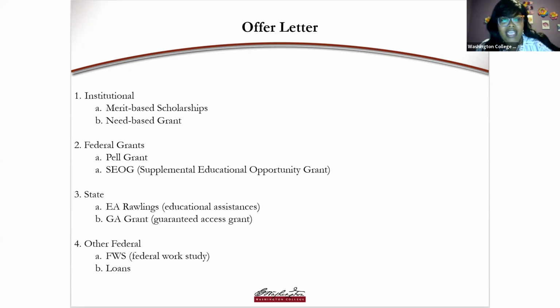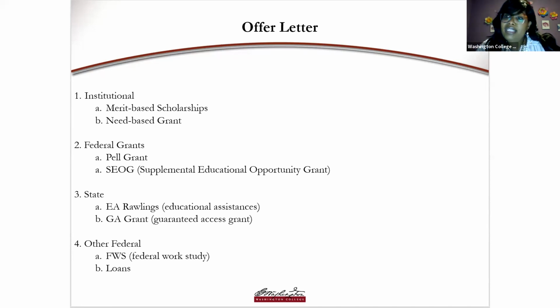So that EFC is important and really determines a lot of the aid that you could qualify for, not only here, but at other institutions as well. So then the next one is what we call SEOG, short for Supplemental Education Opportunity Grant. And here at Washington College, we give it to our neediest students, right? So if you qualify for it, you can get up to $2,000 a year in SEOG. So if you see that on there, you know you received it.